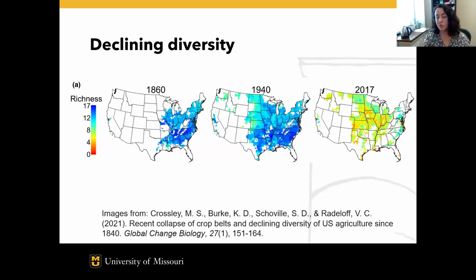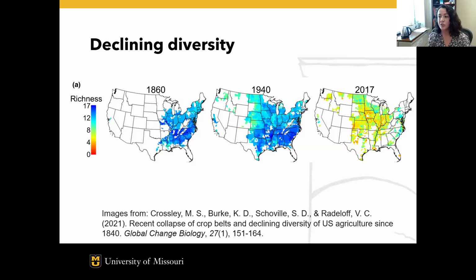And so this work has been motivated by previous studies. Notably, there was a paper by Jonathan Aguilar in 2015 that talked about declining crop diversity across the US. The image you see here is from a more recent study by Michael Crossley at University of Delaware, looking at the diversity of crops that have been grown in the US from 1860 to 2017. Our color bar here is showing richness. That's the number of individual crops that are grown, in this case, in counties across the US.